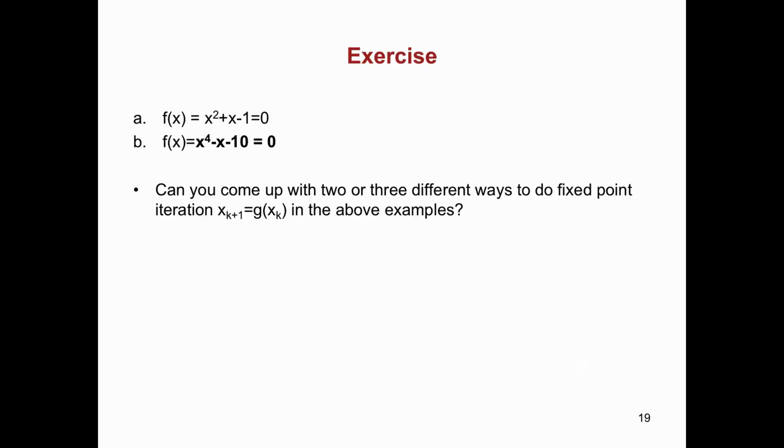And first, before we start programming, can you come up with 2 or 3 different ways to do this fixed point iteration? So using f of x is equal to x to the 4 minus x minus 10. So take a piece of paper, write down one, and let's see as a group if we can come up with more than one.